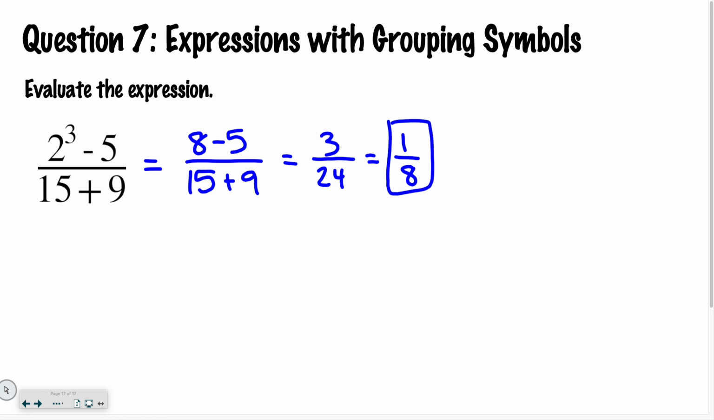Okay, hopefully for this problem, you ended up with 8 minus 5 on the top because you did the 2 to the third power first. And then 8 minus 5 is 3, so you had a 3 on the top of your fraction. And then 15 plus 9 on the bottom would become a 24. So 3 over 24 would reduce to 1 over 8. Remember, if you have a fraction that can simplify, we always simplify it.